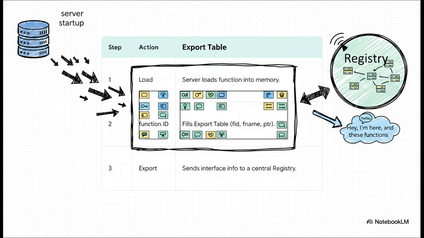It creates something called an export table that lists all the functions it offers. For each function, it stores a unique function ID, or FID, the function's name, and a pointer to the actual code. Then it talks to a central service, kind of like a phone book, called the registry and says, hey, I'm over here, and here's a list of all the things I can do.